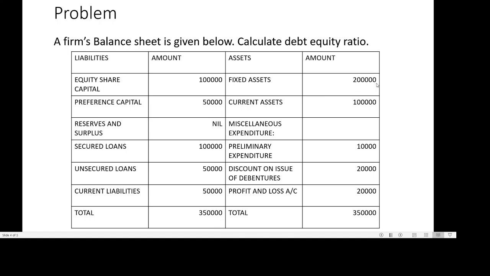Fixed assets you can see 2 lakh, current assets 1 lakh, miscellaneous expenditure, there are different items. One is preliminary expenditure, it's 10,000, discount on issue of debentures 20,000, profit and loss account, this is actually loss, so it is 20,000. So the total of the balance sheet is 3,50,000.